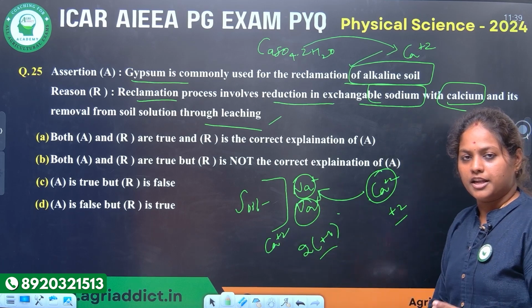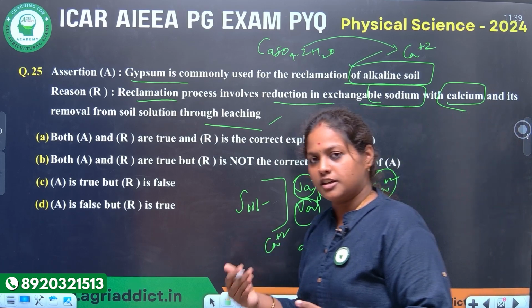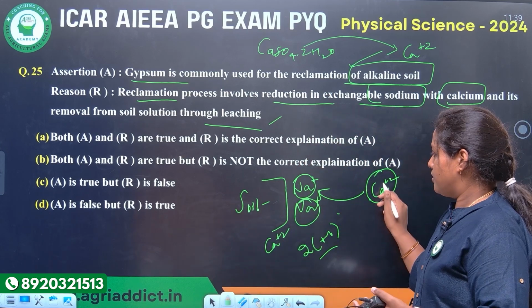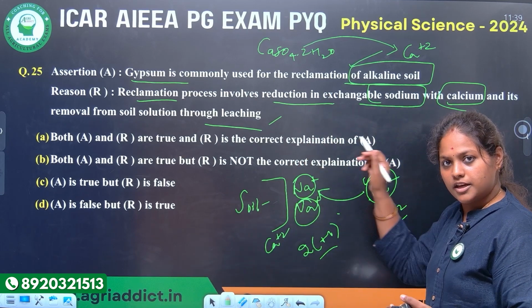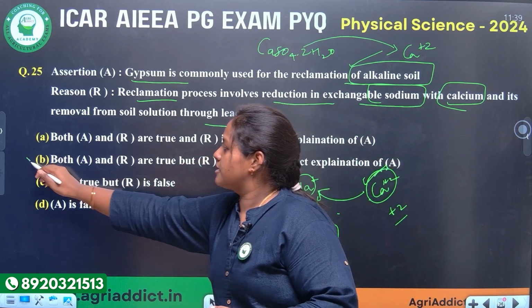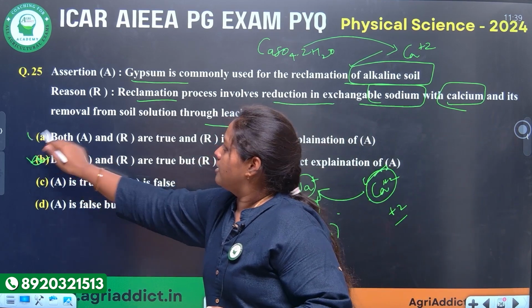So soil aggregation and also soil structure and other properties will be improved by the addition of gypsum, which is the calcium ion provider in case of alkali soil. So the reason is also correct. A and R are true and R is the correct explanation for the assertion.